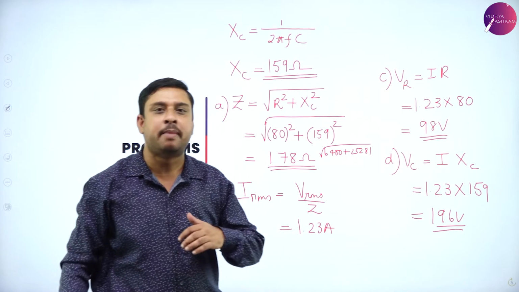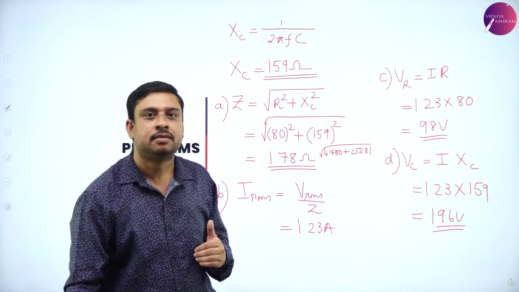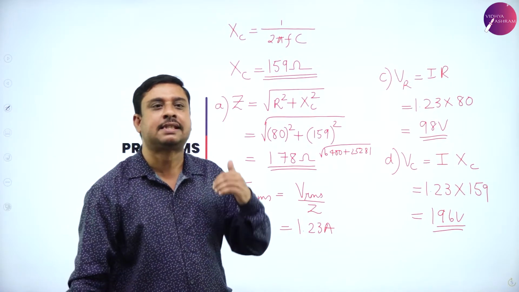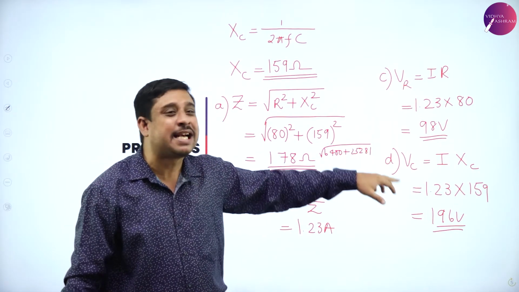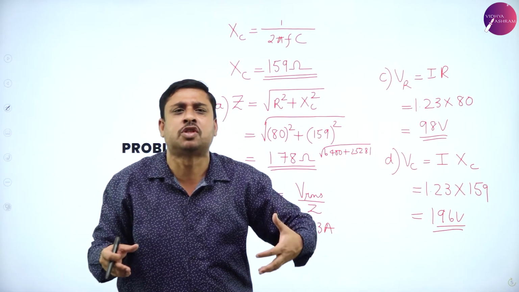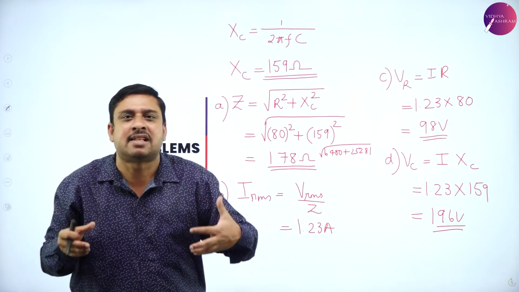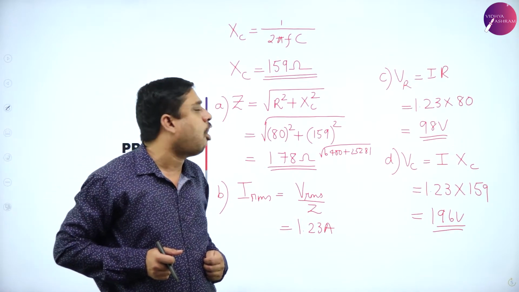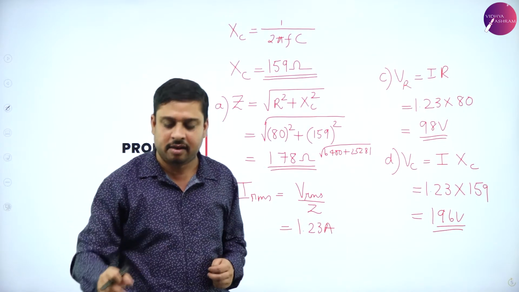So points to remember here, when you calculate the potential across the capacitor, it is I into XC, the basic form of Ohm's law, I into R. Resistance of a capacitor is XC, resistance of an inductor is XL.